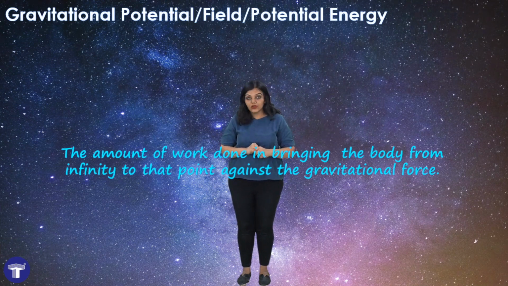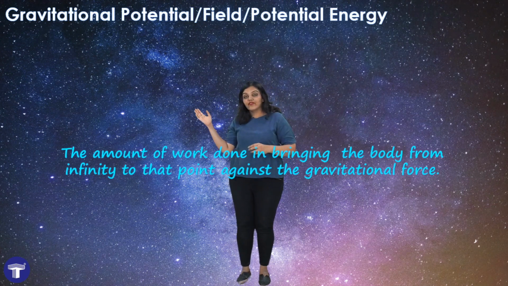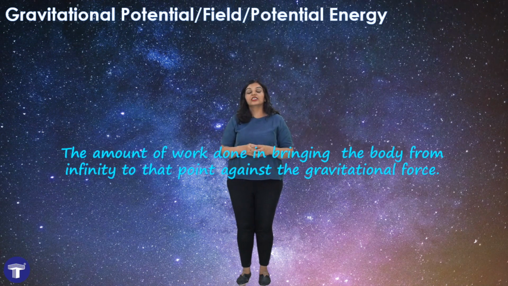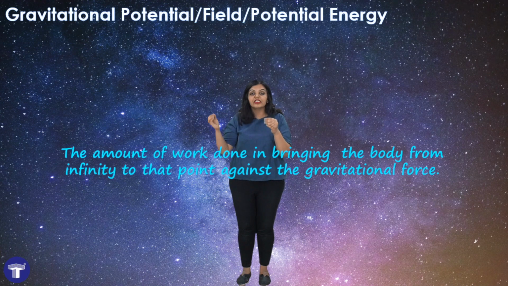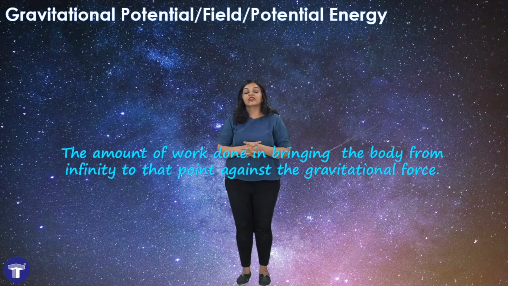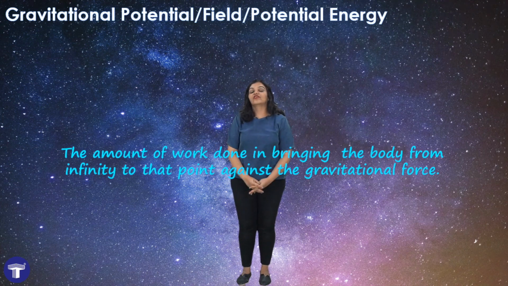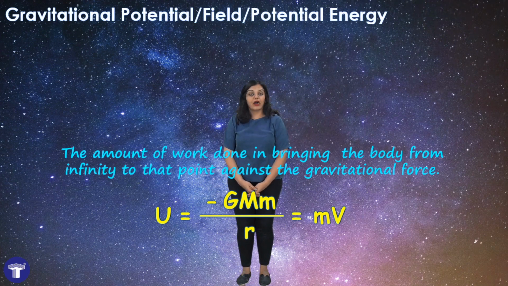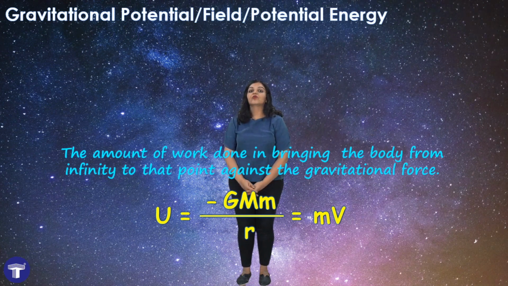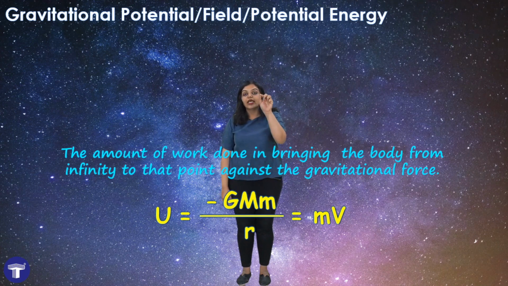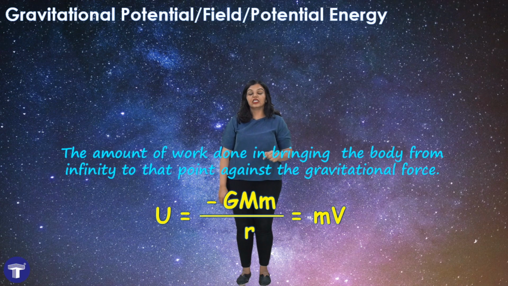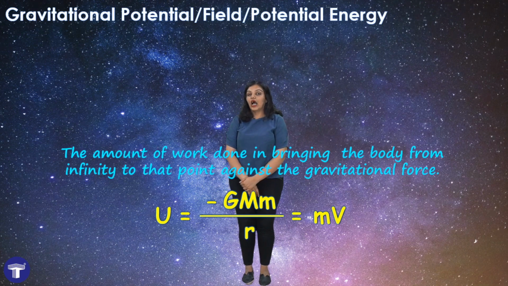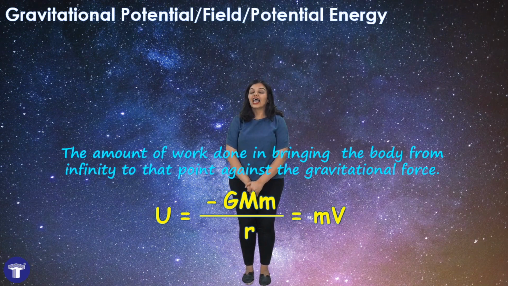Gravitational potential was the amount of work done in bringing a unit mass from infinity to a particular point, whereas gravitational potential energy is the amount of work done in bringing the whole body from infinity to a particular point, again against the force of gravitation. So here the formula for gravitational potential energy U is equal to capital G, capital M multiplied by the mass of the object small m divided by r, where r again is the distance of the object or the point at which you want to find the potential energy from the center of the earth.